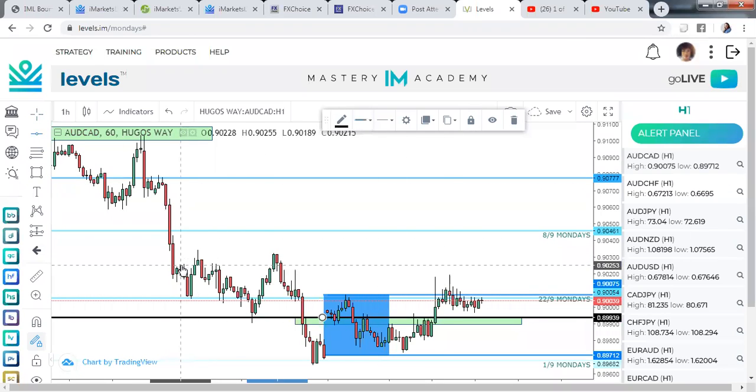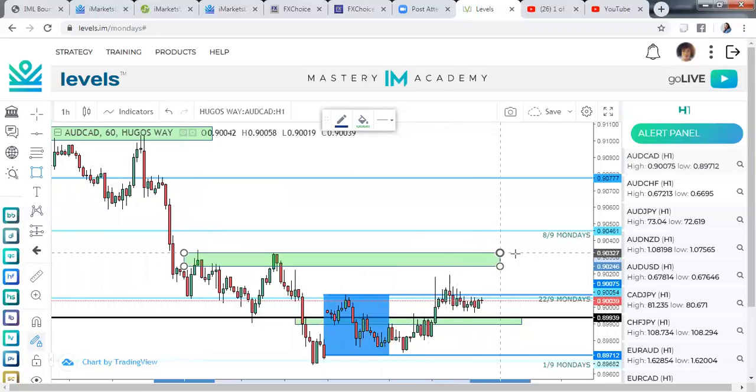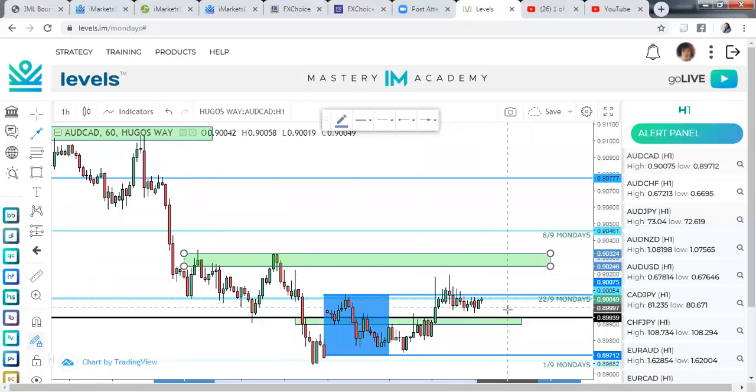So if you look left, right? If you look left, this is structure. Right? So take profit is here. Right? So what we're looking to do, we're looking to get in here and we're looking to take our profit here.